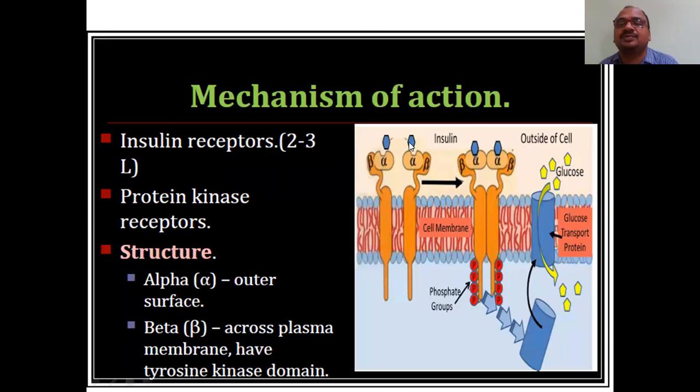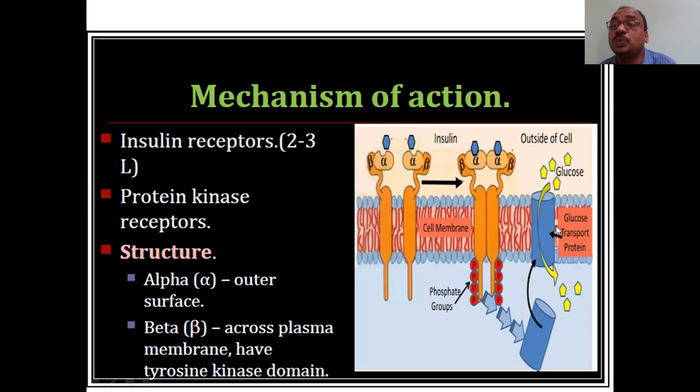How does the insulin act? See, this is the cell membrane. This is insulin. First, see the diagram. This is the cell membrane, muscle cell, fat cell, liver cell, any cell, whatever it may be. When the insulin comes and binds with the insulin receptor, which has two alpha chains and two beta chains, the gate will be open for the glucose. So glucose will be taken up by the muscle, by the liver, by the adipose tissue. So glucose levels in the blood will be decreased. Okay, so when insulin comes and binds, the gate will be open for the glucose.